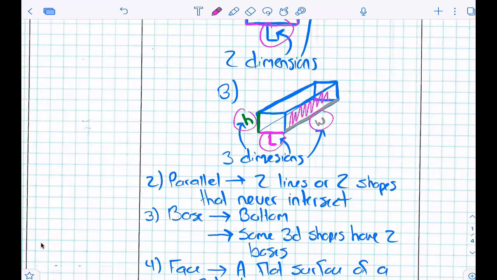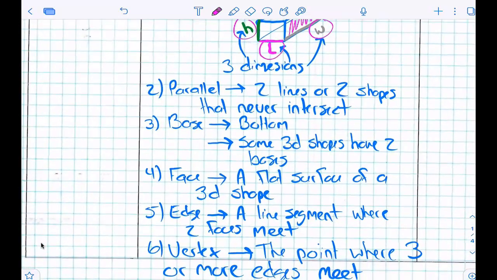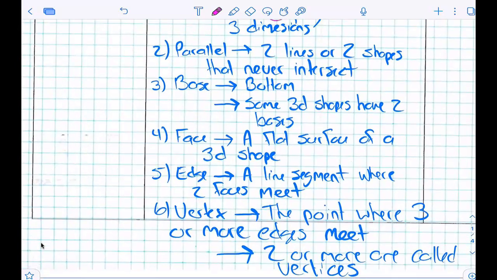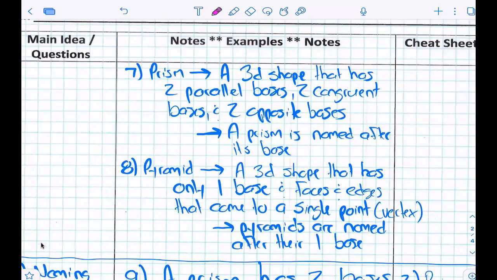Are you guys okay with the word parallel? Yeah. Can shapes be parallel as well as sides? Yes. Base means the bottom. Face is like a flat surface, right? Yeah. Edges would be the line segment where two faces meet. We'll talk about all of that. Vertex, we know what they are. They're little points. Quick question though. If you have two or more vertexes, we don't call them vertexes, we call them vertices.